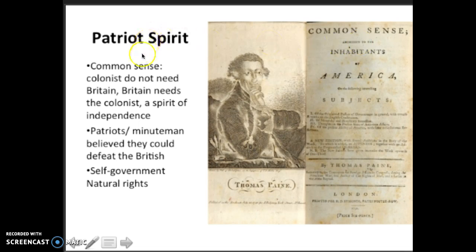In Common Sense, he said that the colonies do not need Britain, but rather Britain needs the colonies. This is a spirit of independence, a spirit that derives from the Enlightenment. So patriots and Minutemen began to believe that they could defeat the British and that they have the right to self-government and natural rights, rights given at birth to everybody. And as such, conflict arises even more.